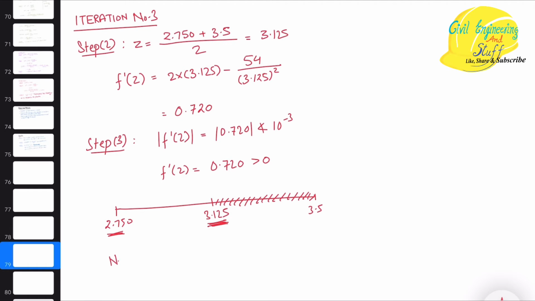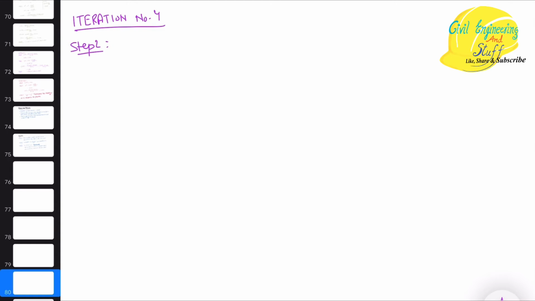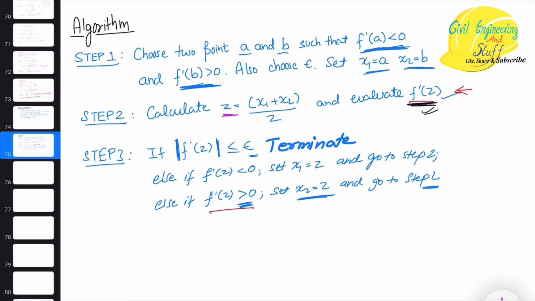So the new range is 2.750, 3.125. All right, so now we are again going back to step number 2. That is iteration number 4. Okay, we are going to iteration number 4. So yes, step 2 again, just for reference purposes, step 2 is finding out the z and the f dash z.